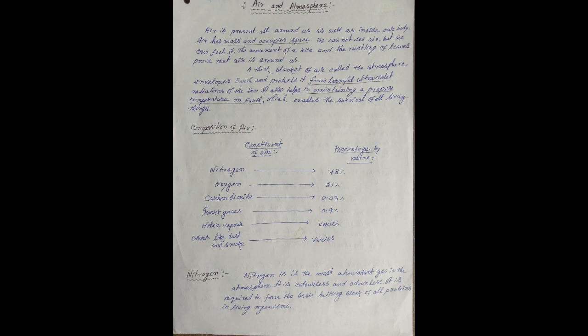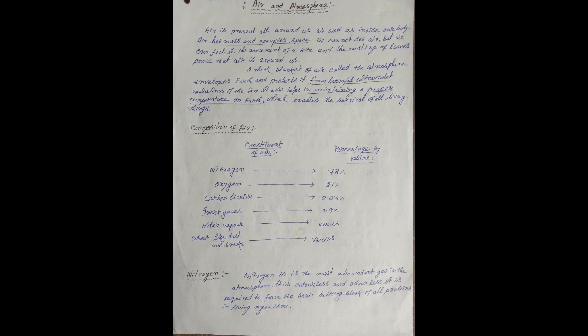Composition of the air: nitrogen, oxygen, carbon dioxide, inert gas, water vapor, and others like dust and smoke. The percentage of the components of the air by volume: nitrogen 78 percent, oxygen 21 percent, carbon dioxide 0.03%, inert gas 0.9%. Next, water vapor and others like dust and smoke have no fixed percentage in the air. It is a variable percentage in the air on the earth's surface.